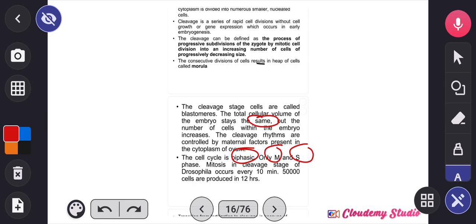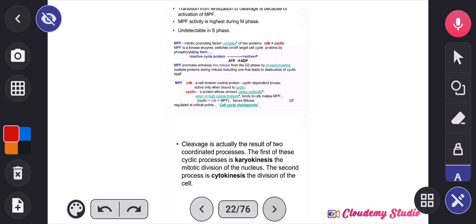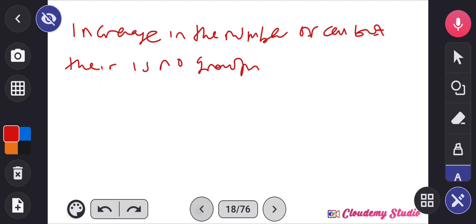You understand? And it happens at different rates in different animals, like in Drosophila. They say it occurs every 10 minutes, and 50,000 cells are produced in 10 hours, or how many hours? So we have them like that. I'm still going to talk about that.